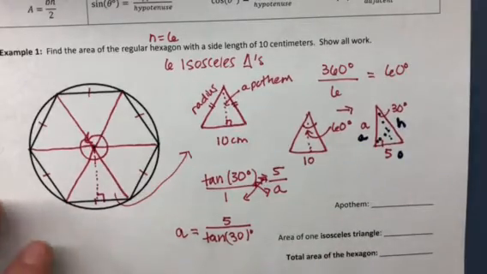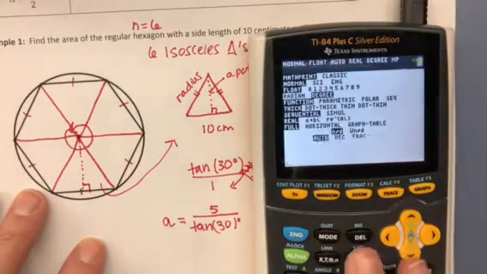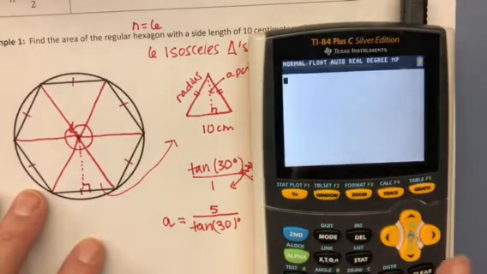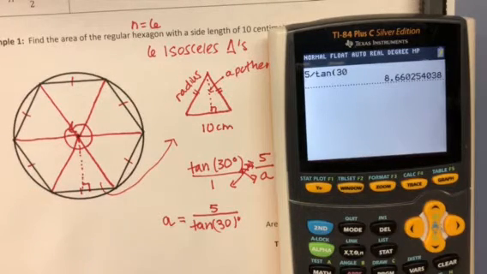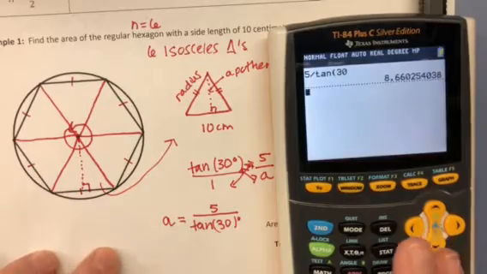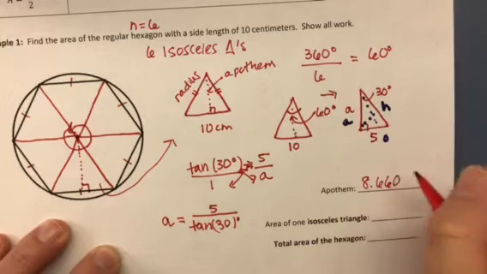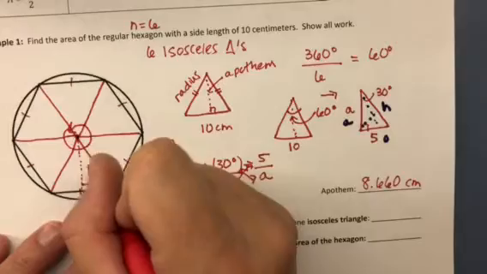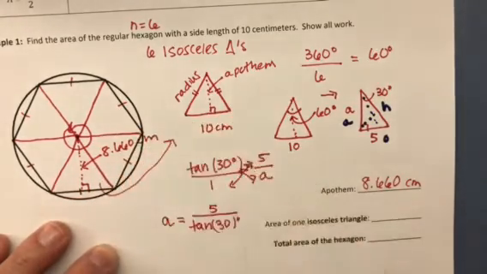So I need my calculator. In my calculator, I need to go to mode to make sure that I am in degrees. And then I'm just going to type in 5 divided by tan 30. All right, so I get about 8.660. That is the length of the apothem. And it's going to be in centimeters since this side's in centimeters. So the apothem in the triangle is about 8.660 centimeters.